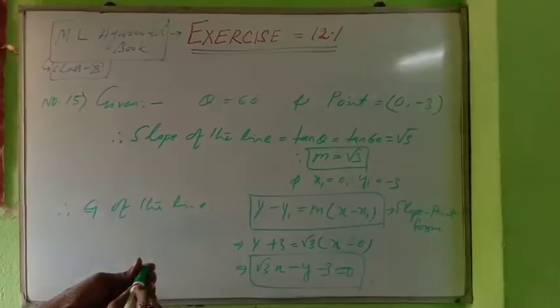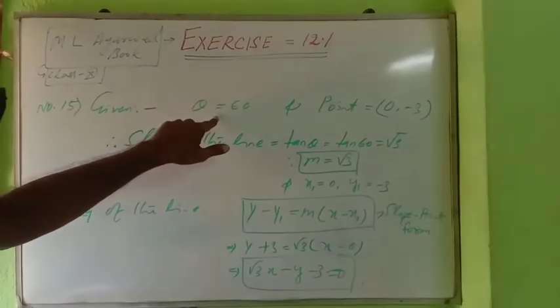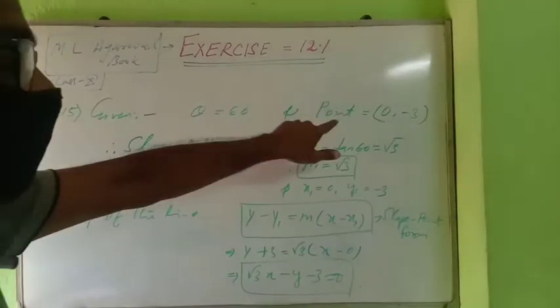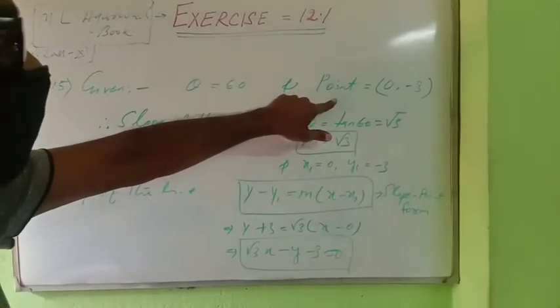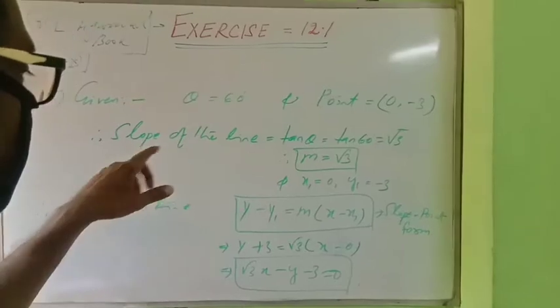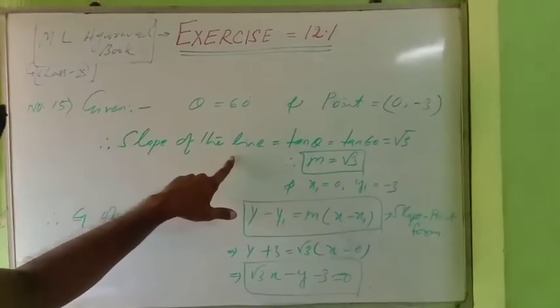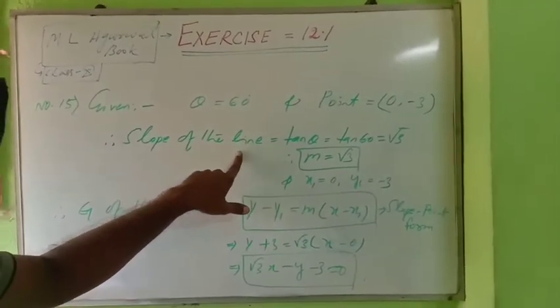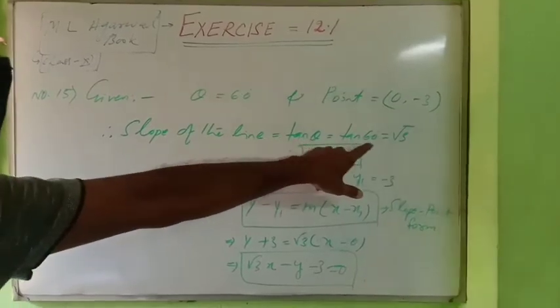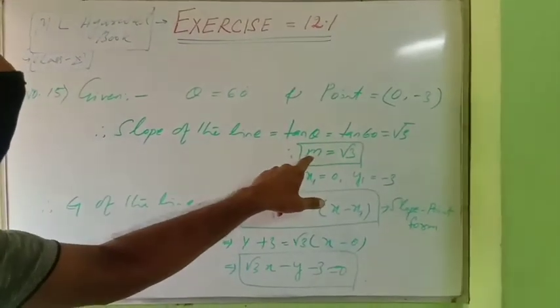The question gives the angle of inclination, theta, and a point. The line is passing through the point (0, -3). So first you have to find the slope of the line. Slope means gradient. How to find the slope? Using tan theta. Tan 60 is root 3. m means slope, so you got root 3.